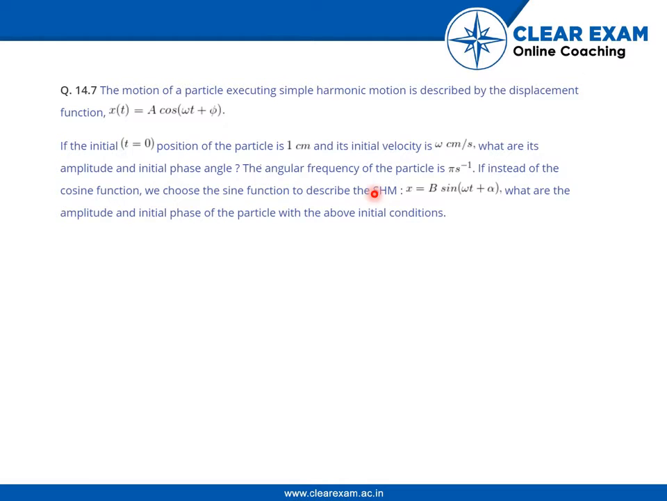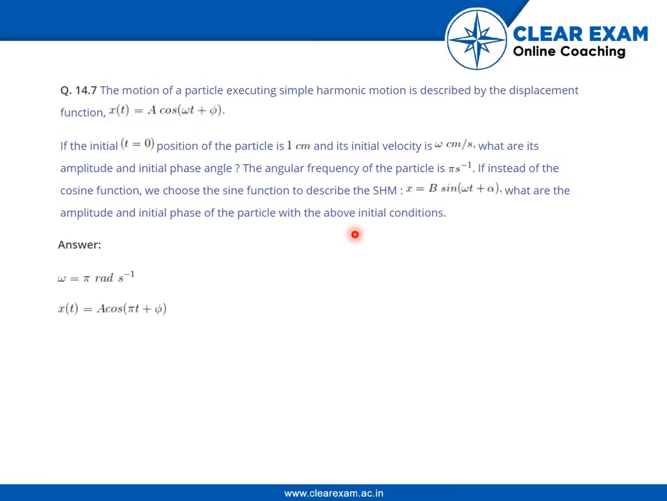The angular frequency of the particle is pi radian per second. If instead of the cosine function we choose the sine function to describe the SHM, that is x equals b sin(omega t plus alpha), what are the amplitude and initial phase of the particle with the above initial conditions?